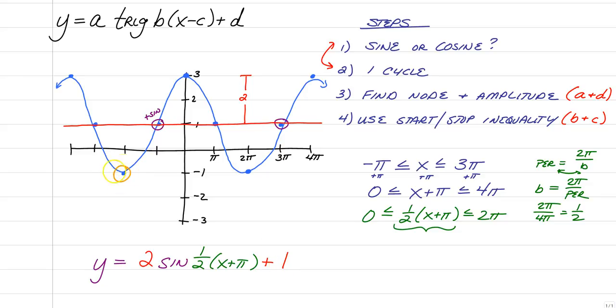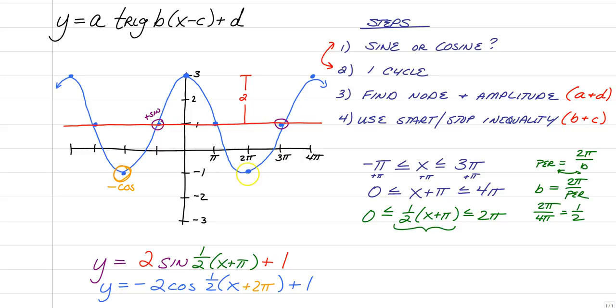So let's just say you wanted to start down here. That would be a negative cosine. So this would be y is equal to a -2 cosine of 1/2 times x, leave a little bit of room, plus 1. Now you just have to think about where you have shifted. This is 2 pi to the left, so this would become plus 2 pi.